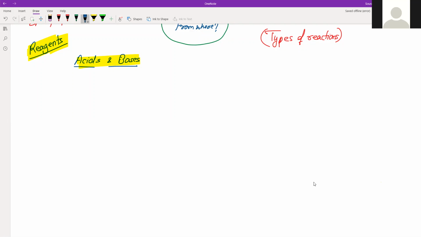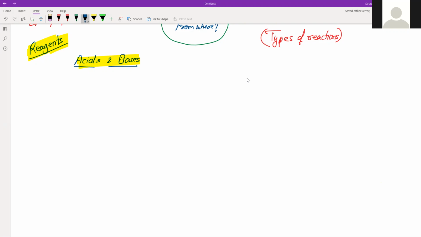Many of the reactions which occur in organic chemistry are either acid-base reactions themselves or they involve an acid-base reaction at some stage. So either they'll be a completely acid-base reaction or they'll involve an acid-base reaction as one of their steps.